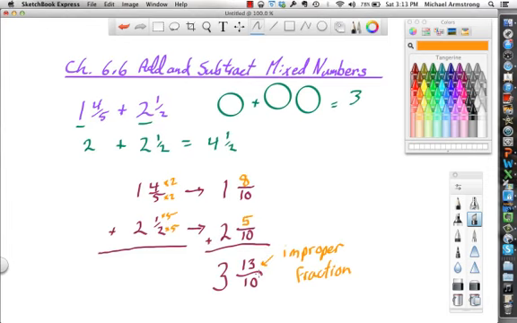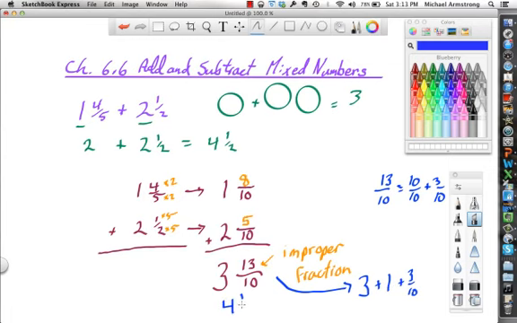This is more than one whole pizza, or more than one whole of anything. 13 tenths, we know it takes, so if I come over here on the side and I just do a little side problem, 13 tenths is equal to 10 tenths, which is 1, plus 3 tenths. So 10 tenths is 1 more. So really this can be written as 3 plus 1 more, this is that 10 tenths, plus 3 tenths, and then we just rewrite 3 plus 1 as 4. So our answer is 4 and 3 tenths.